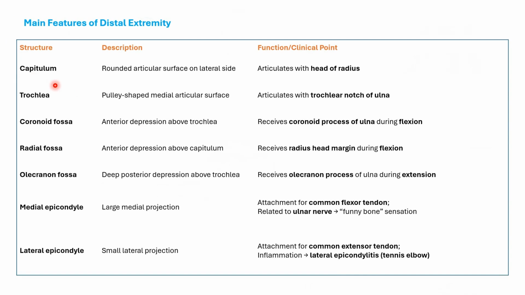Okay, first we expand the first two structures, capitulum and trochlea. Capitulum is a rounded articular surface on the lateral side and articulates with the head of the radius. Trochlea is a pulley-shaped medial articular surface and it articulates with the trochlear notch of the ulna.